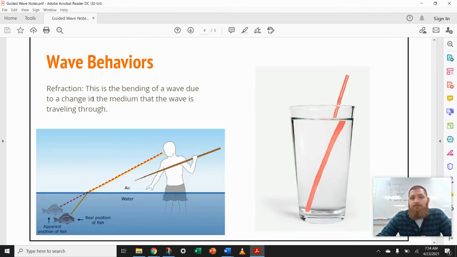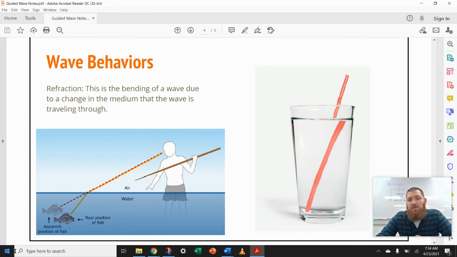Refraction. This is the bending of a wave due to the change in the medium that that wave is traveling through. So you can see this pretty commonly with straws in a glass of water where it doesn't look like the straw is lined up with where it is in the water.